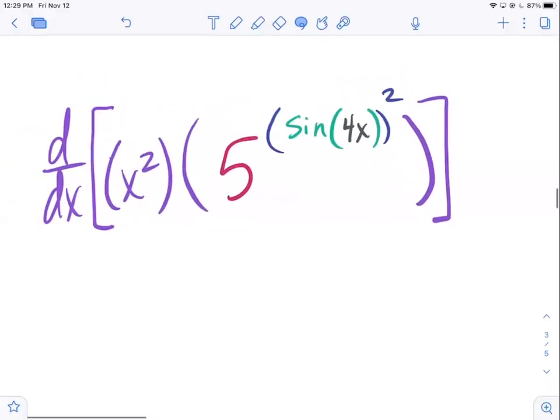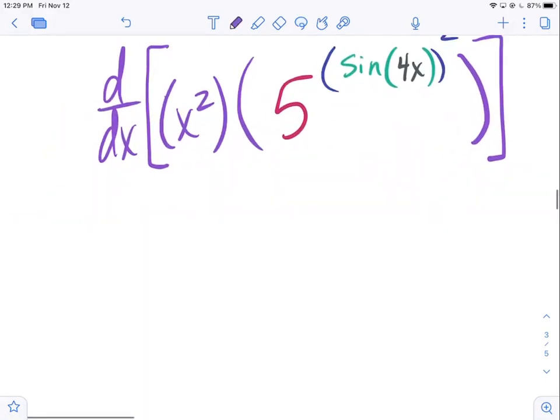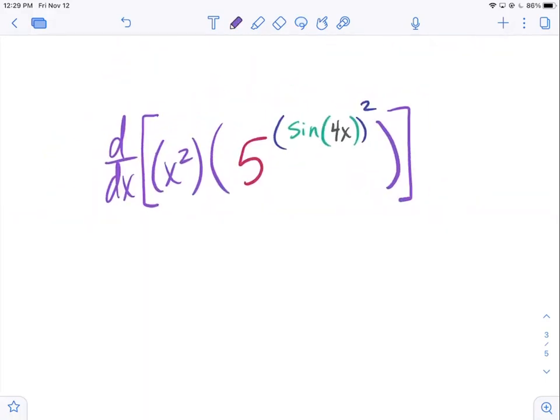Okay. So first and foremost, it is a product rule. So with two factors, we're going to get two terms.